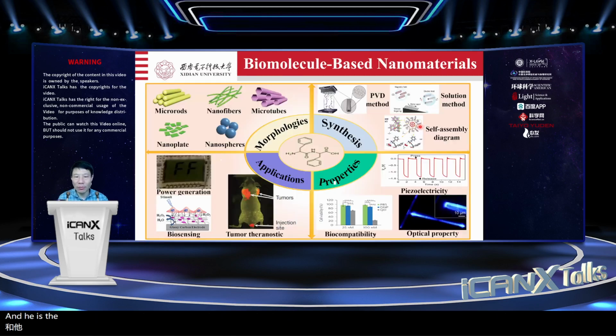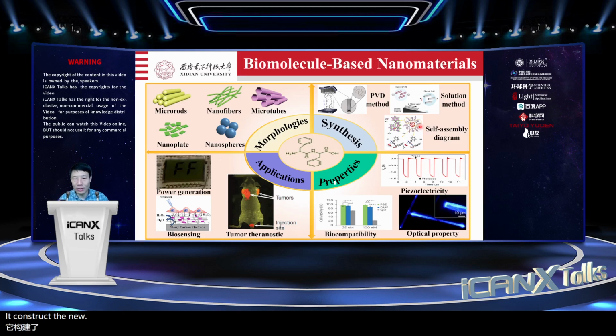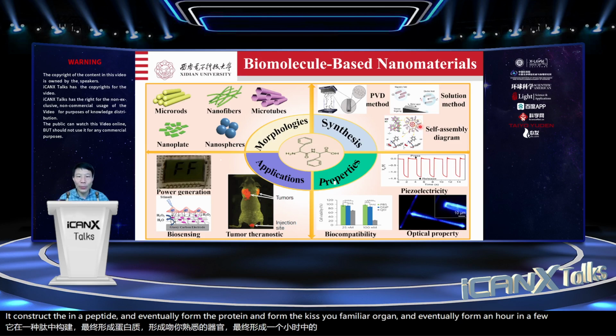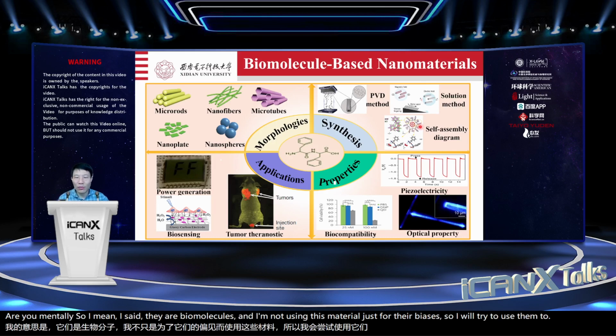And here is kind of a summary, from the synthesis, property, morphology, and application. We start from some biomolecules, for example, amino acids and peptides, etc. We need amino acids every day. They construct peptides and eventually form proteins, tissues, organs, and eventually our human body. When we digest nutrients, they eventually metabolize into amino acids. So amino acids are biomolecules, and I'm not using this material just for biosensing. I'm trying to use them to form some functional materials.